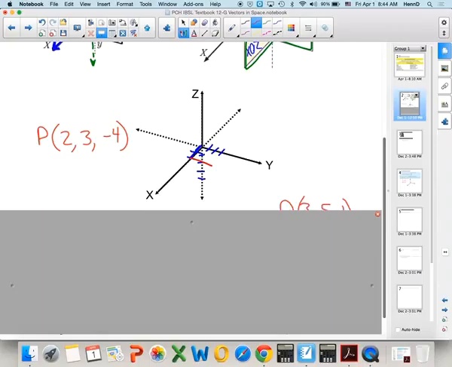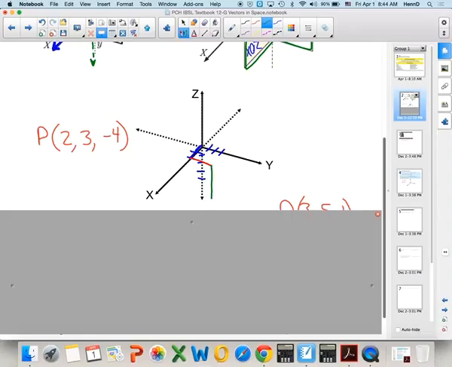2 units in the X direction. Now we have 3 units in the Y direction. And then we've got 4 units in the Z direction. So, you know, you could use your pencil or something to kind of measure how far that would be. But we're going to go from where we left off.